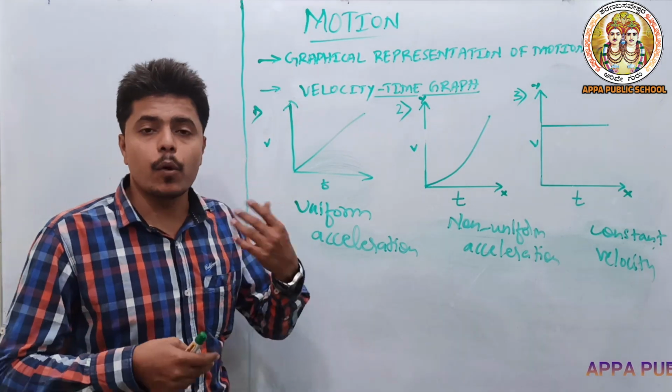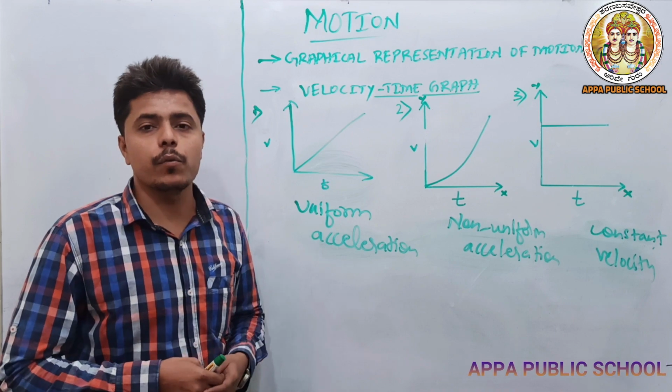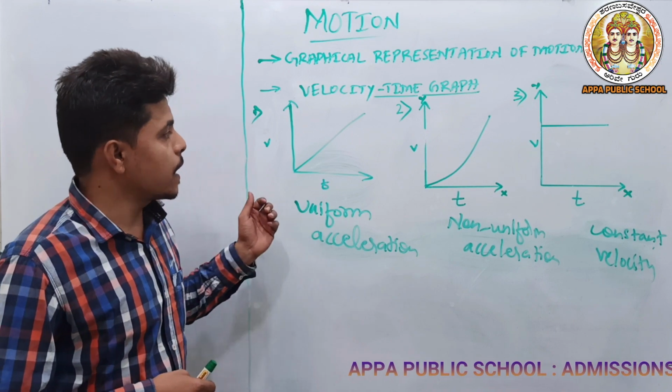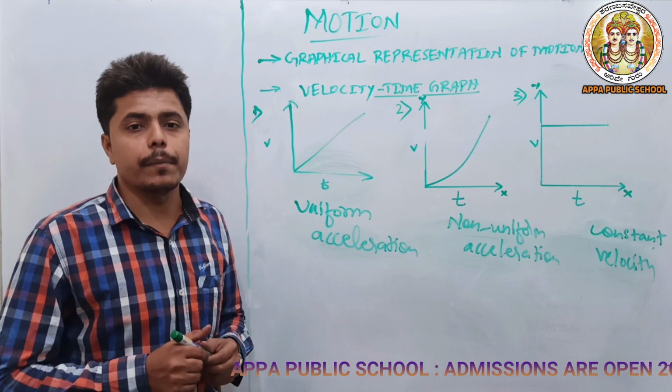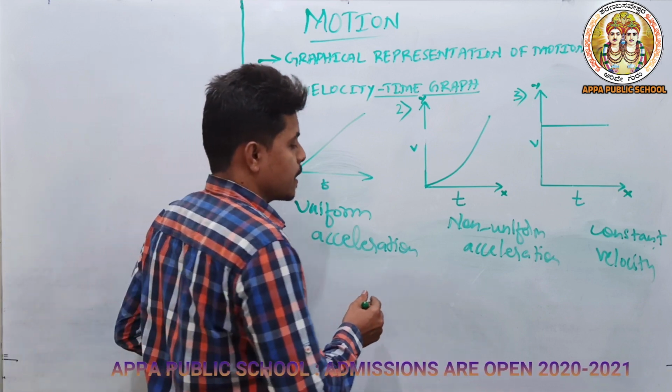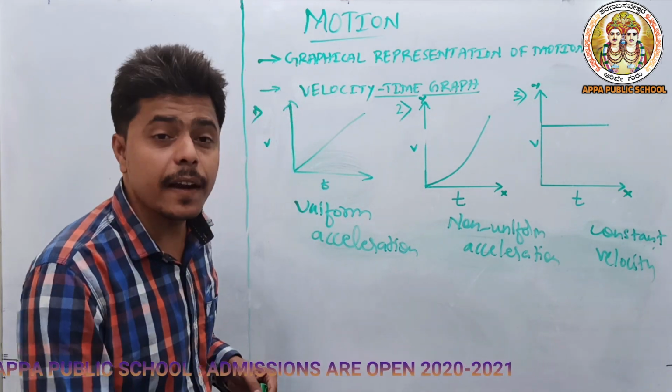So we have studied the distance time graph, we have studied the velocity time graph. One more is there, that is the retardation.